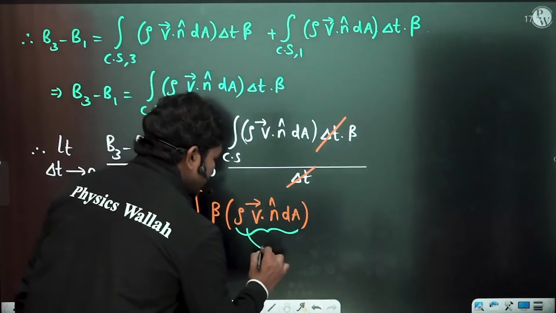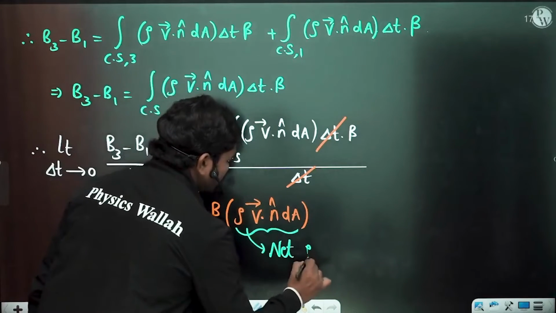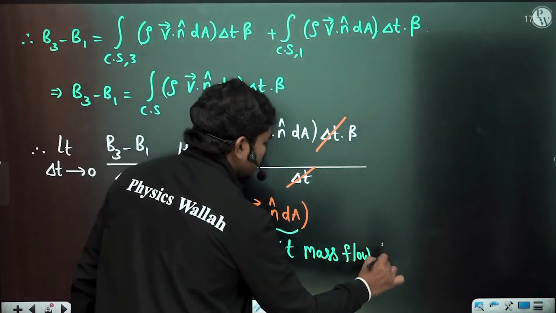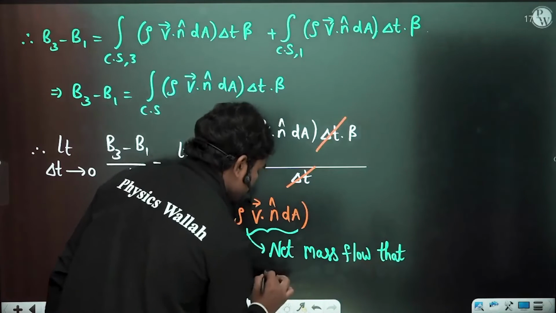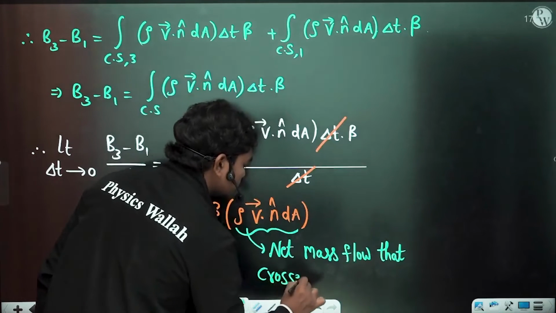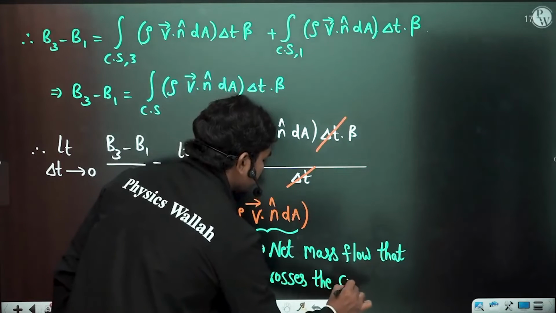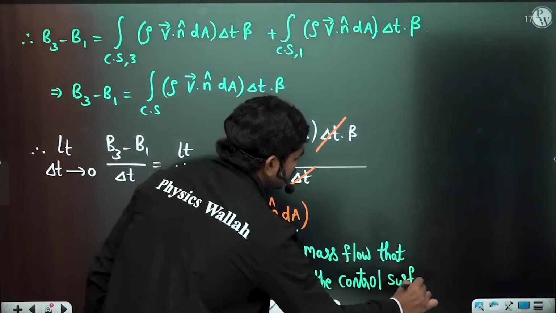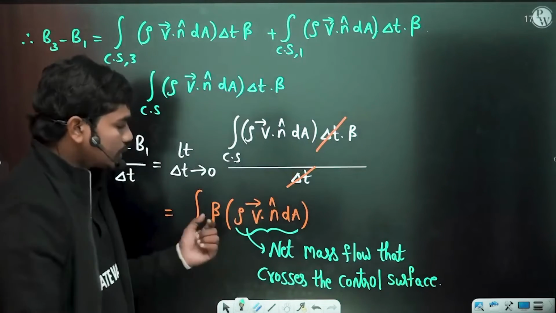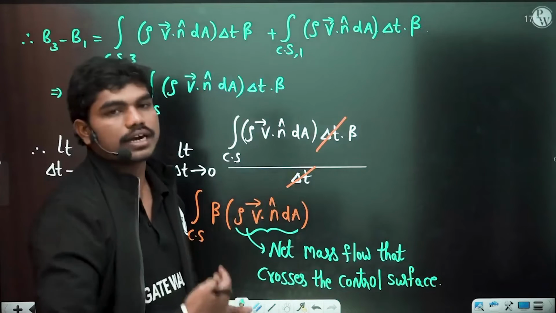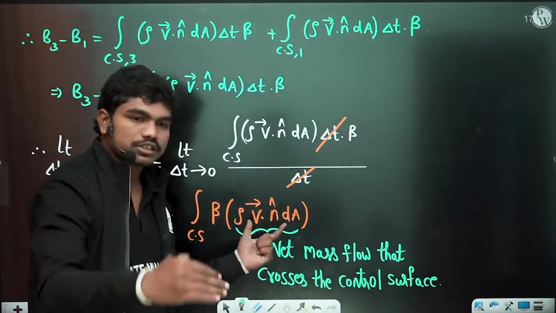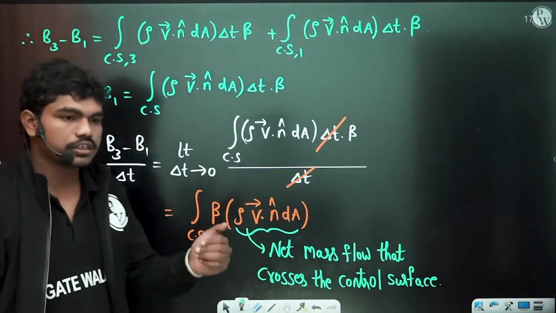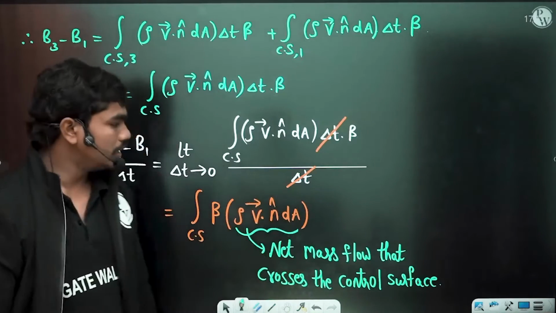So this is the net mass flow rate, the net mass flow that crosses the control surface. So this is the net mass flow that actually crosses the control surface. If this is the net mass which is crossing, then this multiplied with this property per unit mass gives you the net quantity which is crossing the control volume, the control surface of course.